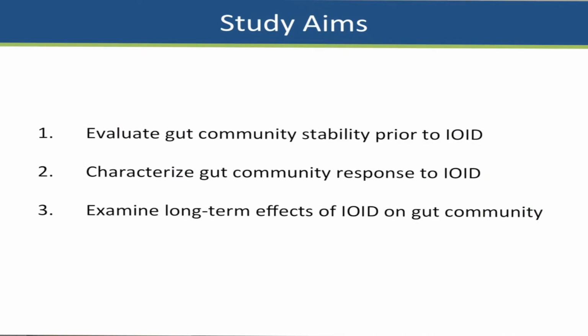So in total, that study design allowed me to address 3 aims. The first was understanding baseline stability. So before we even apply a perturbation, how stable is this community? What's it doing? The second aim is to understand what the actual response of the community is to this type of perturbation. And then the third is to understand long-term effects, or what might be happening in the aftermath.